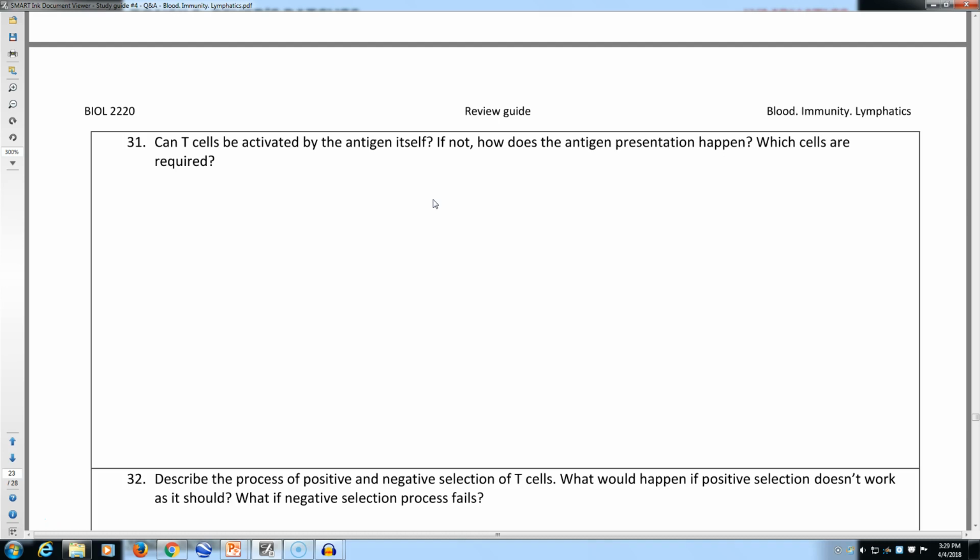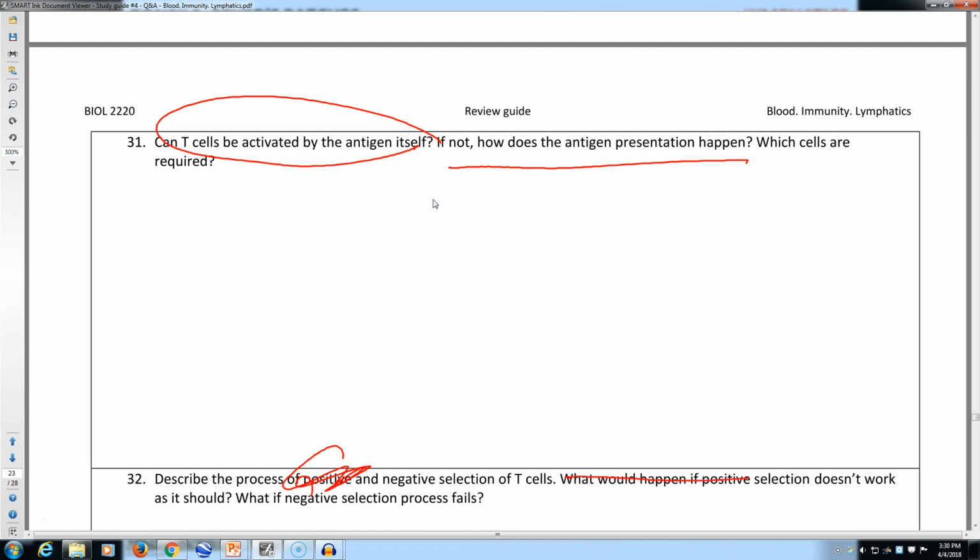Can T cells be activated by the antigen itself? No. How does the antigen presentation happen? By antigen presenting cells. Positive, we didn't talk about positive selection. Don't worry about positive selection. Again, negative selection sends the T cells that can recognize our own tissues into apoptosis. Does it make sense to you? Good.